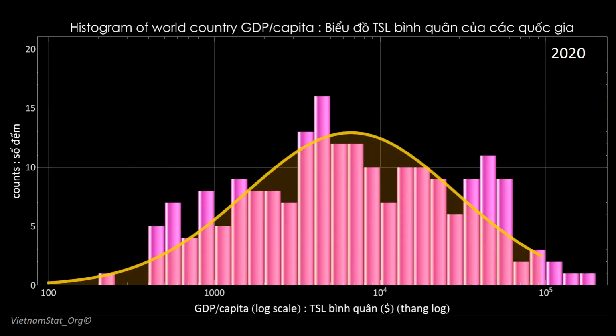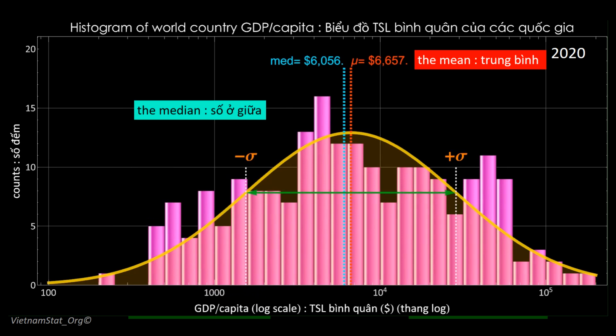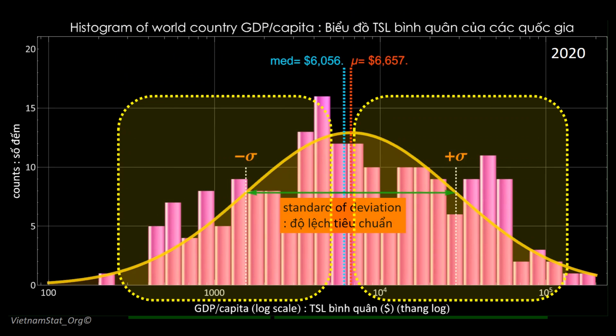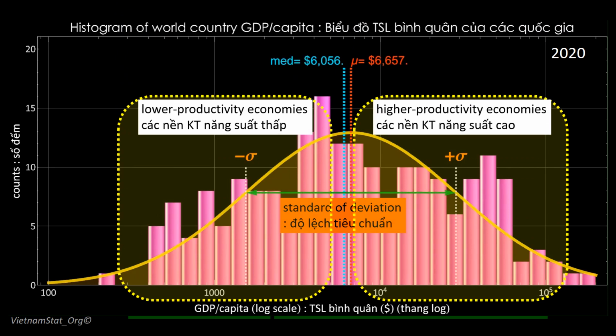Descriptive statistics of normal distribution can be used to roughly characterize the essential properties, mainly the mean mu, the median, and the standard of deviation. The median divides data into two halves. The upper half represents relatively higher productivity economies and the lower half, lower productivities. The standard of deviation is a rough measure of how wide the gap is between the upper and lower economies.